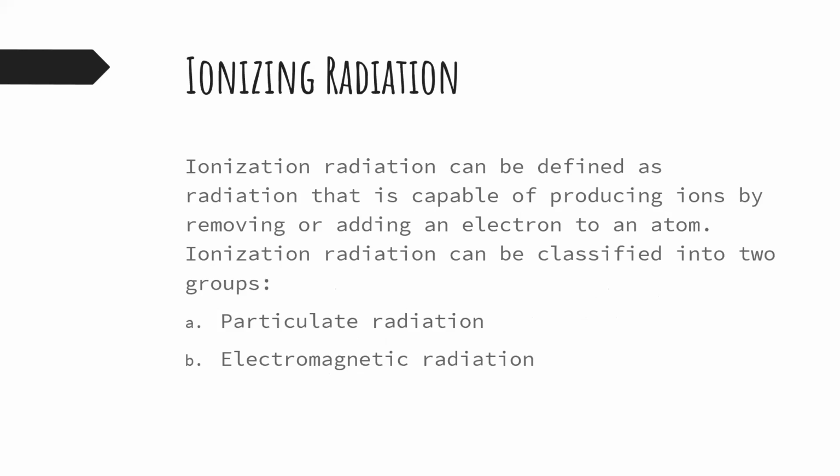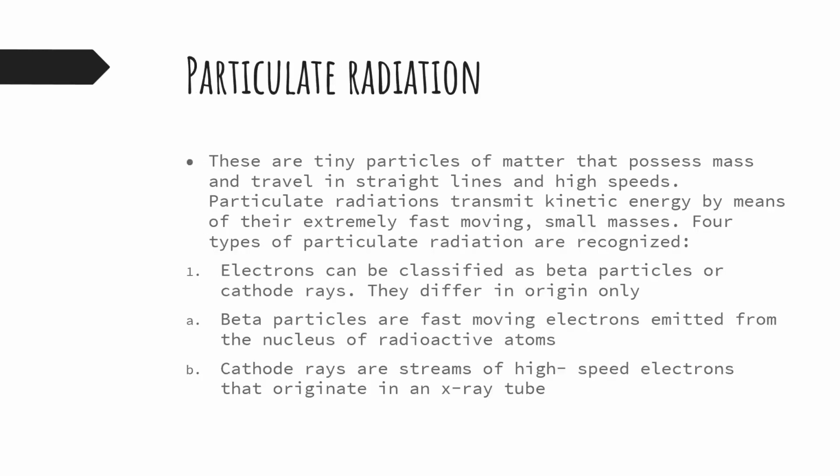So, ionizing radiation. This is defined as radiation that is capable of producing ions by removing or adding an electron to an atom. It can be classified into 2 groups: particulate radiation and electromagnetic radiation. Particulate radiation consists of tiny particles of matter that possess mass, and they travel in straight lines at high speeds, right? On the other hand, electromagnetic radiation travels in waves, which we look at in a few slides, right?